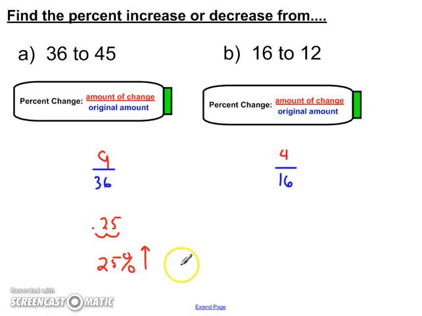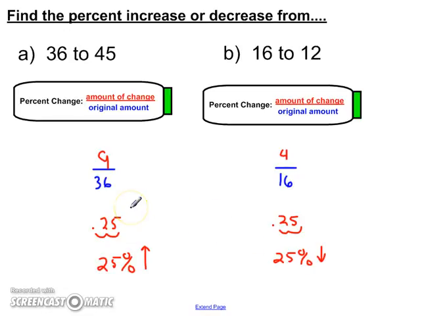I'm going to just use an arrow. Okay. Now, in the other case over here, 4 divided by 16 is also 0.25, and bump our decimal 2 places to the right, multiply by 100, because we're going percentages out of 100. But in this particular case, you'll notice this is a 25% decrease.